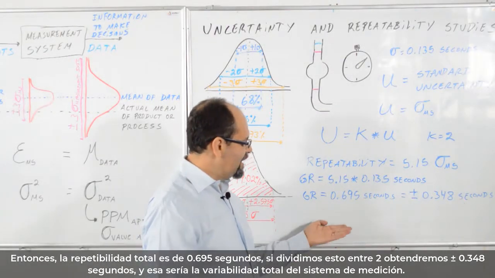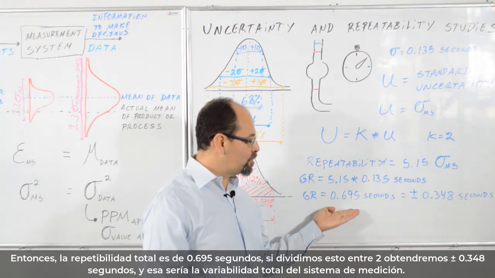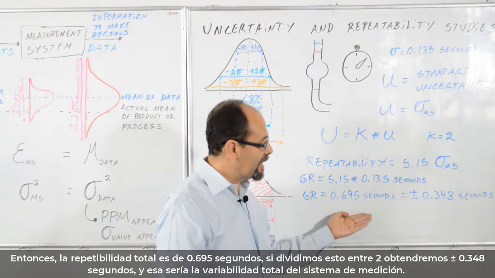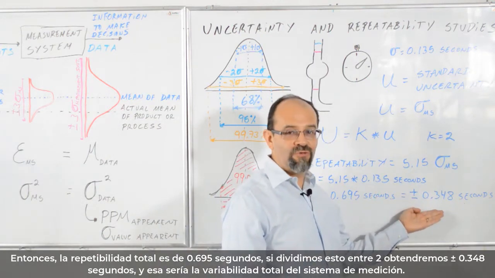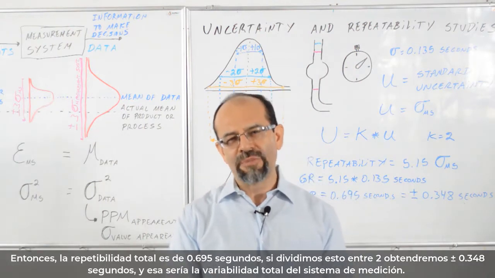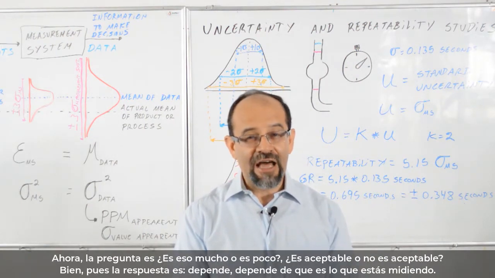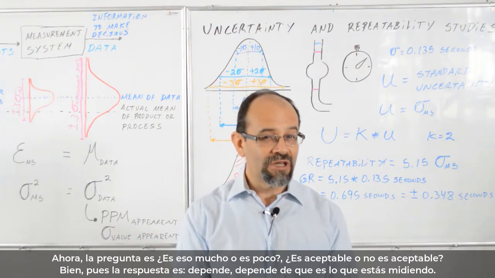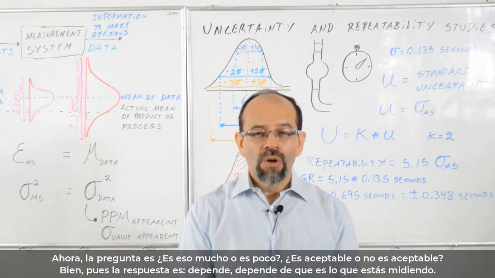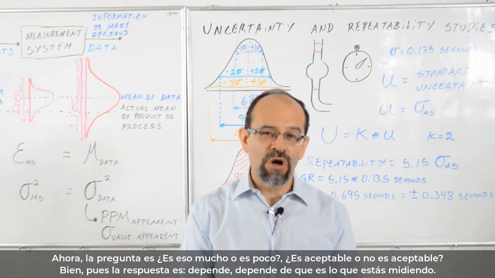Okay, then the total repeatability is 0.695 seconds. If we divide that by 2, we can get plus minus 0.348 seconds. So, that is the total variability of the measurement system. Now, the question is, is that a lot or is that small? Is that acceptable or not acceptable? Well, the answer is it depends. It depends what you are measuring.